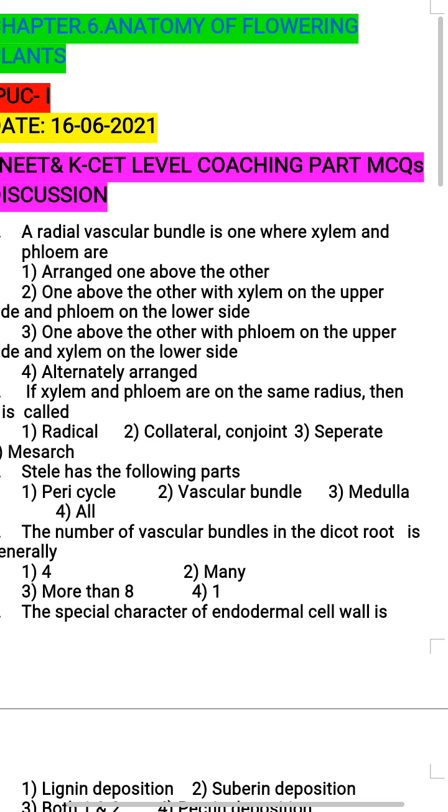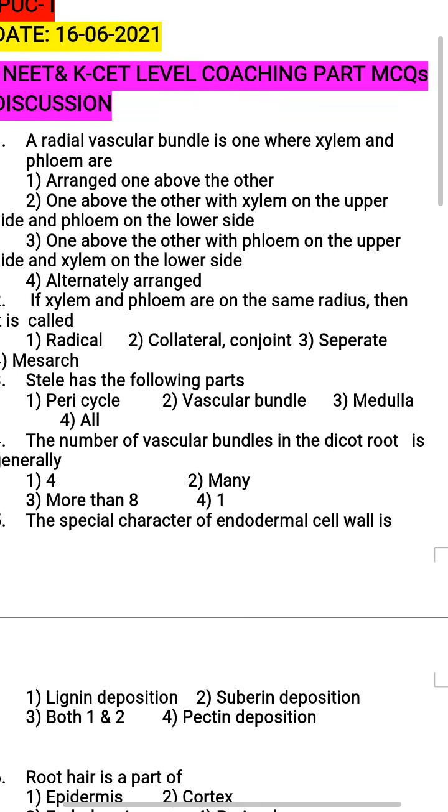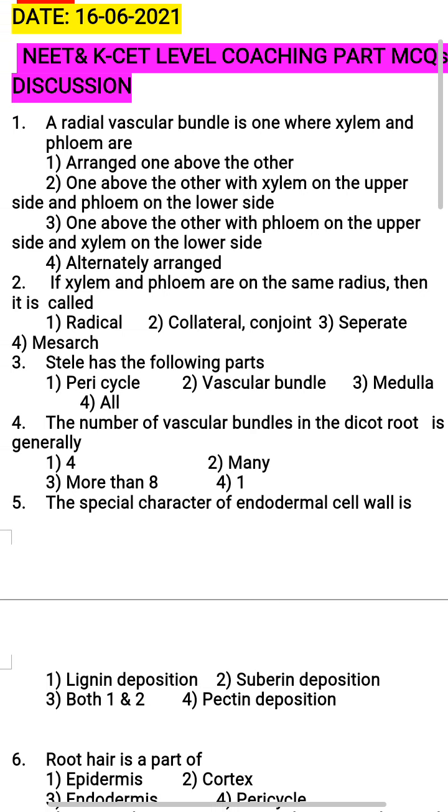So next, one more important explanation for this. All tissues on the inner side of the endodermis, such as pericycle, vascular bundles, and pith, constitute the stele. Got it, everybody? This concept we had a discussion on in the previous class. Hope you remembered it. Next, another question.